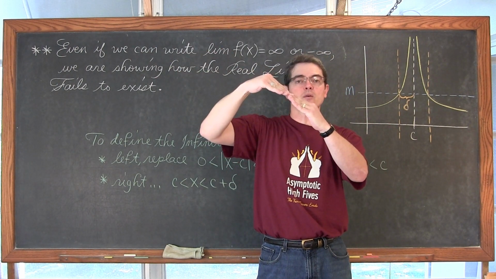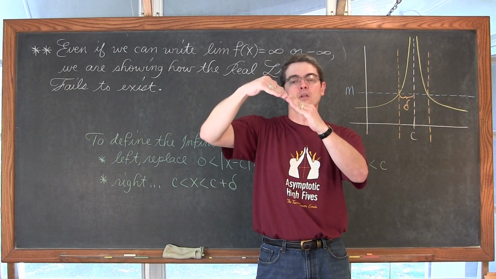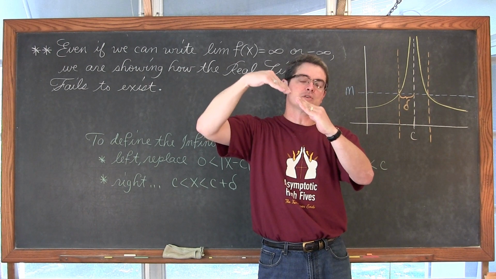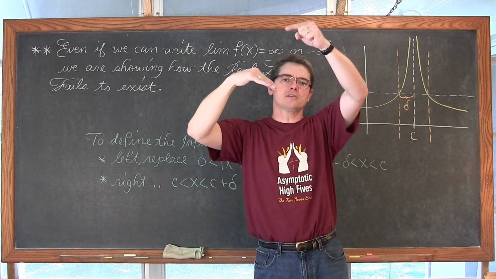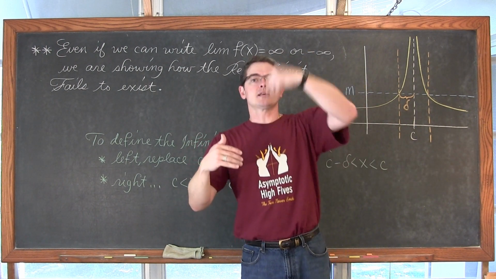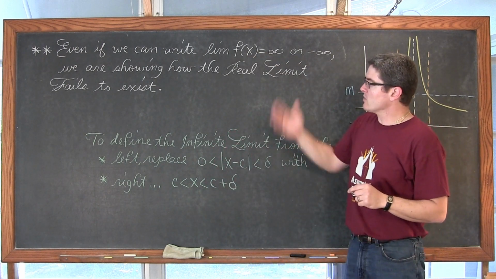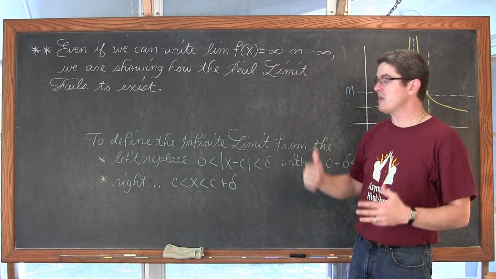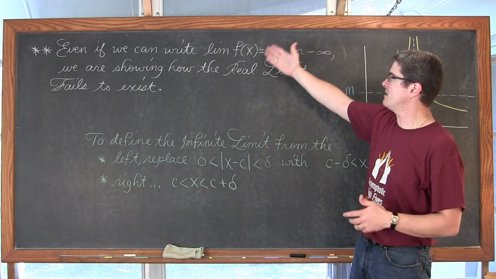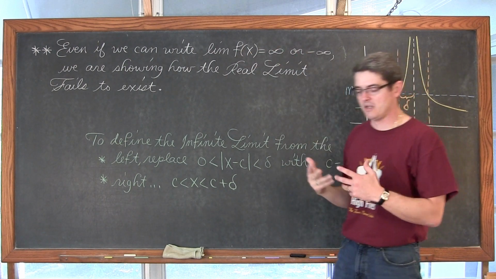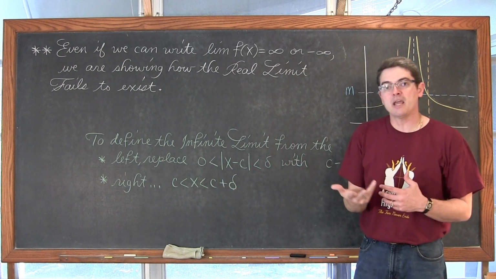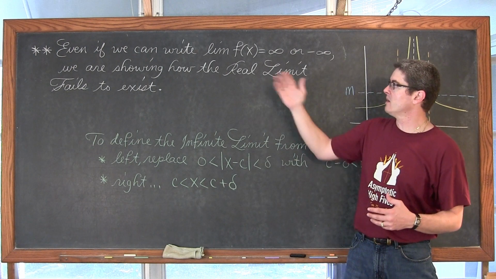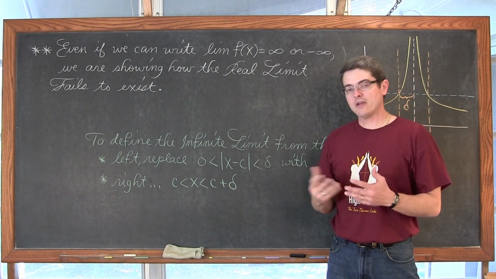It could be an actual value where the function is defined, or it could be like a hole, where the limit is approaching some real y value, but the function itself is undefined there, or the function itself could be actually defined at some other value of y. But we're showing that the real limit fails to exist. So it's sort of weird to say that the limit of f of x is either infinity or negative infinity. The section's called infinite limit, but we're actually showing that the real limit fails to exist.